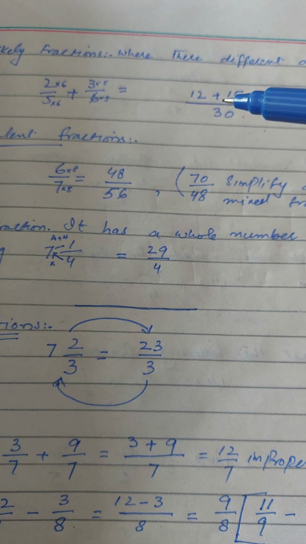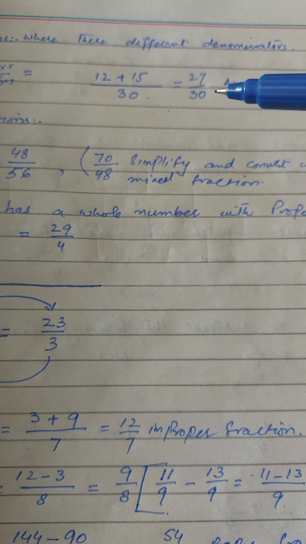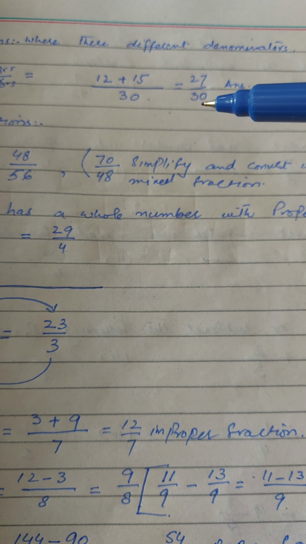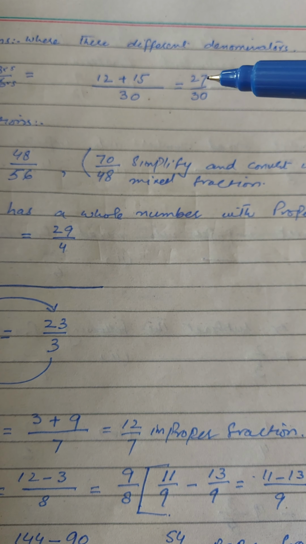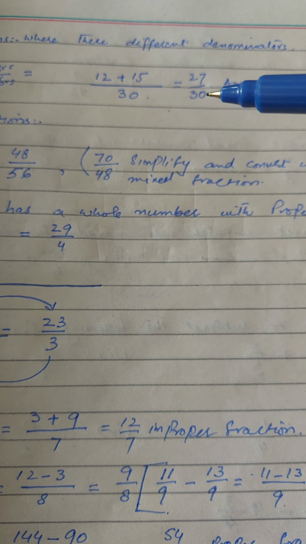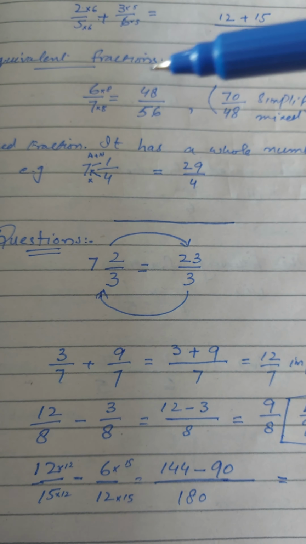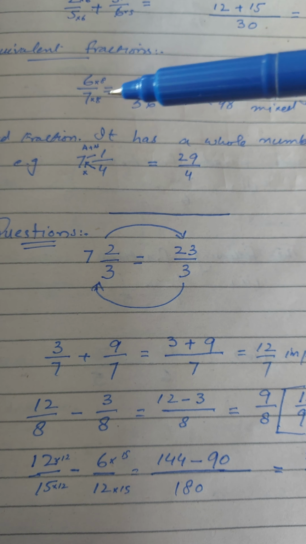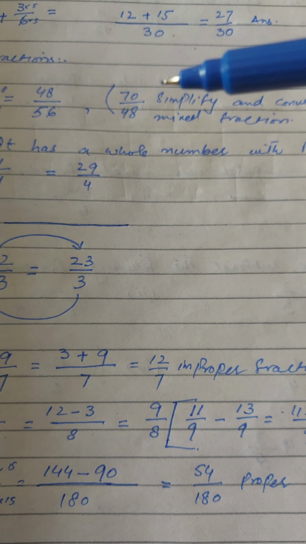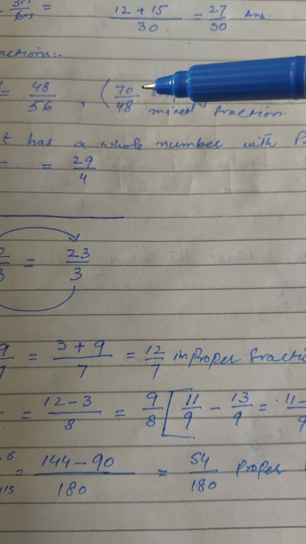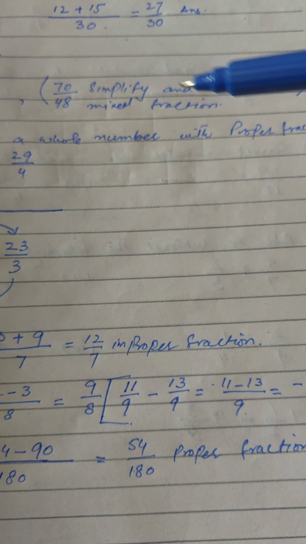We will add both the numerators, so it will become 27 by 30, and this 27 by 30 is a proper fraction, it's not an improper fraction. And how did we come to know? Because the numerator is smaller than the denominator. Then we studied equivalent fractions. I already told you that we will multiply with the same table, and then we will get the answer. So if, for example, the numerator is greater than the denominator, then we will simplify and convert into a mixed number.